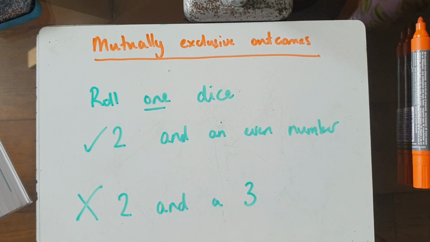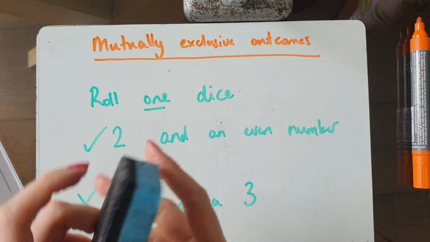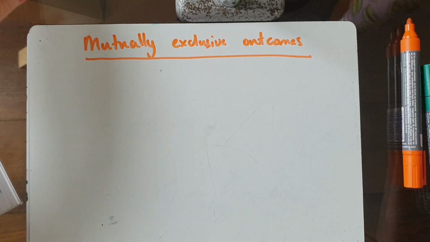If I'm only rolling one dice once, I can't roll a 2 and a 3 because only one number is going to be able to be showing. So it'd have to be a 2 or a 3. So rolling a 2 on a dice and rolling a 3 on a dice is mutually exclusive. So we're going to write down what mutually exclusive means.